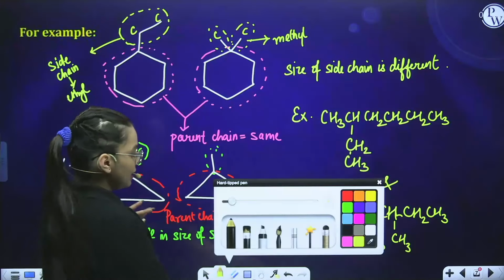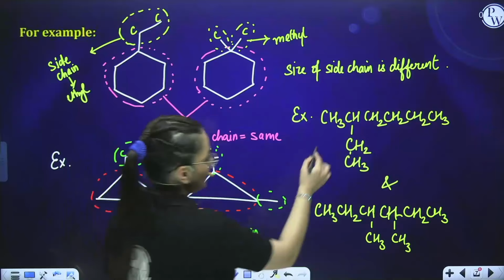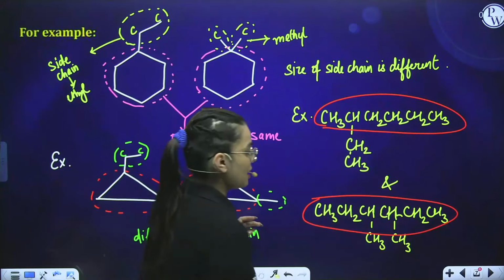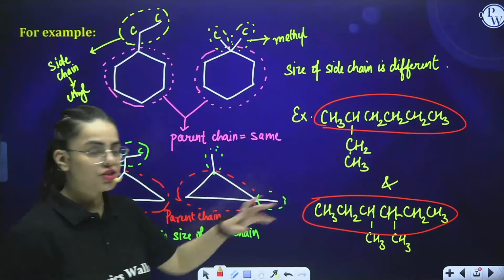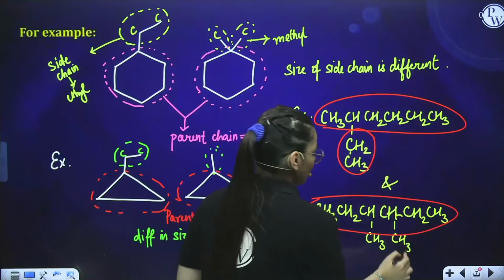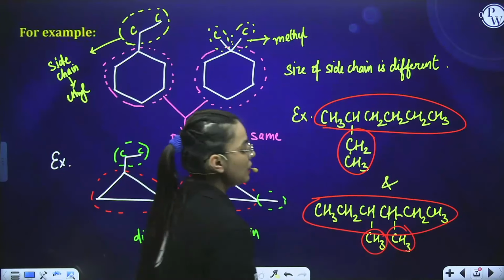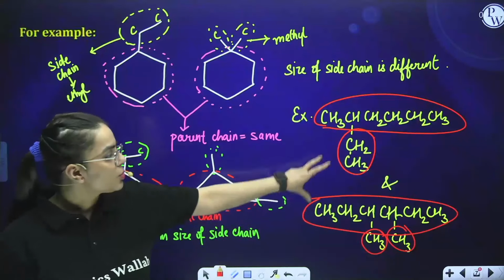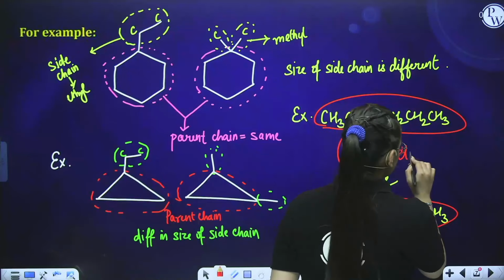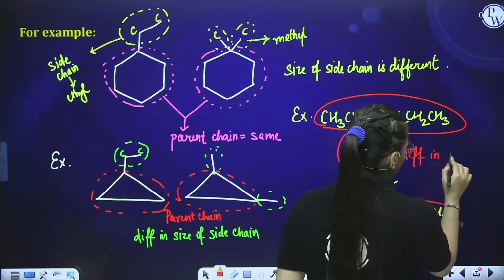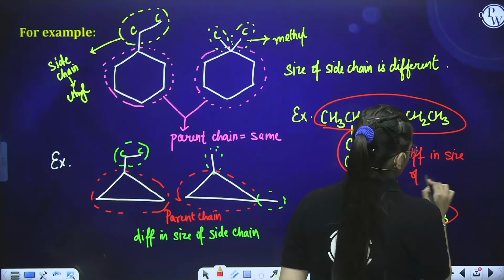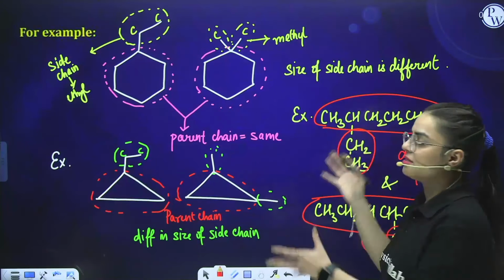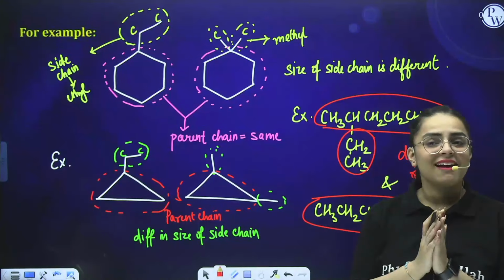Here again, the parent chain comprises 6 carbon atoms. Here also the parent chain comprises 6 carbon atoms. When I talk about the side chain, here we can see the ethyl group, while here these are two different methyl groups. Now this bond is attached with carbon, not with hydrogen. Don't get confused. So here what are we observing? That there is a difference in the size of the side chain. Clear? So students, these are basically the examples of chain isomerism.